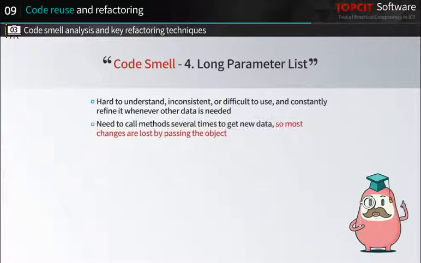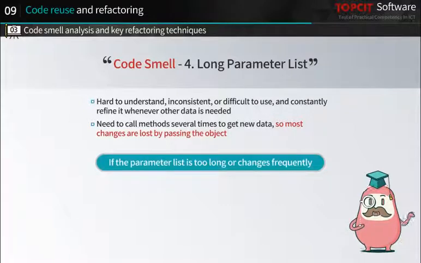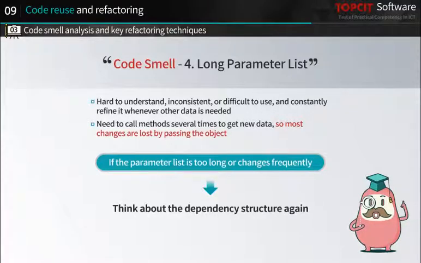You only need to call methods several times to get new data, so most changes are lost by passing the object. If the parameter list is too long or changes frequently, you may need to think about the dependency structure again.